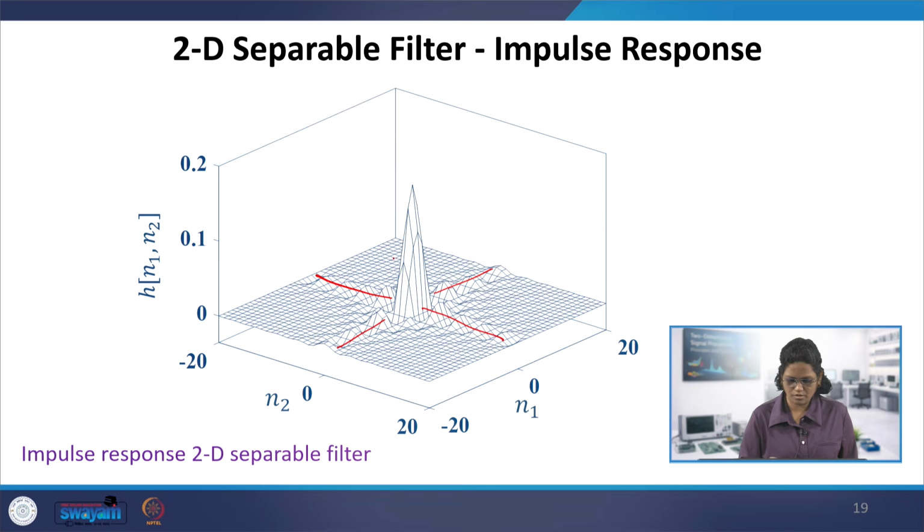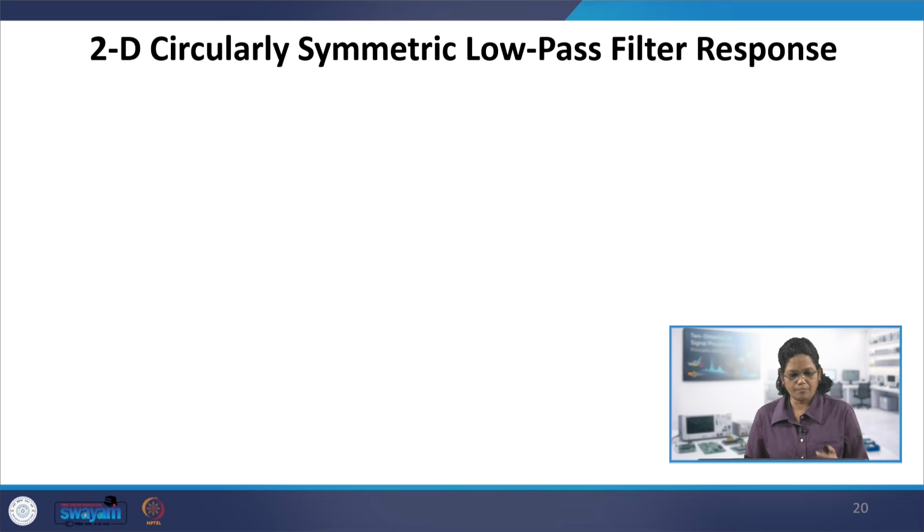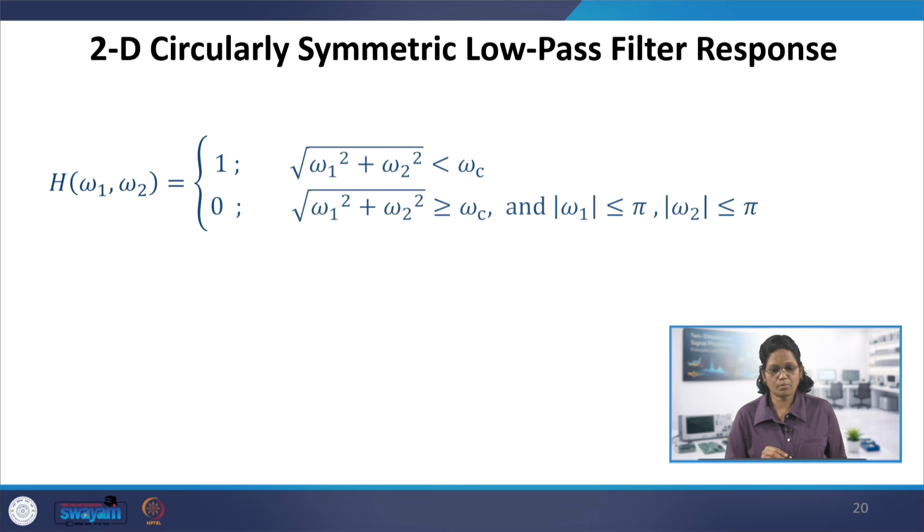Now, if the filter response is circularly symmetric, which is the second category of the same low pass filter, what should be the function H of omega 1 omega 2?